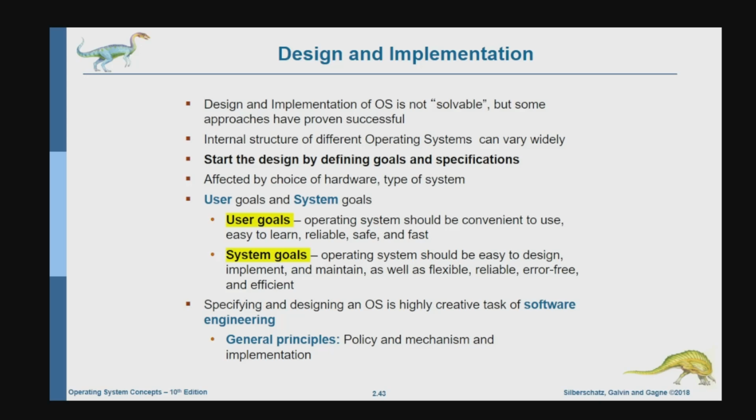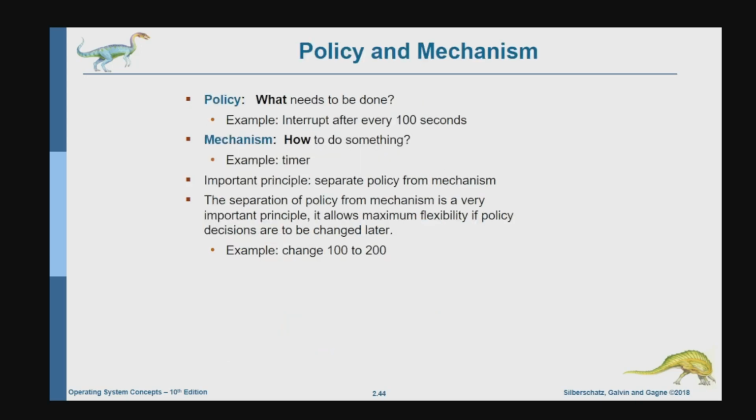The next part, specifying and designing the OS is a highly creative task of software engineering. What is software engineering? Anything that comes with the word engineering means the process of development. So software engineering means the process of developing the software. So general principle, policy, mechanism, and implementation are based on the design of your OS.